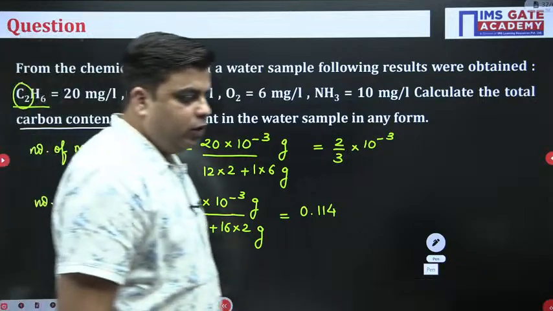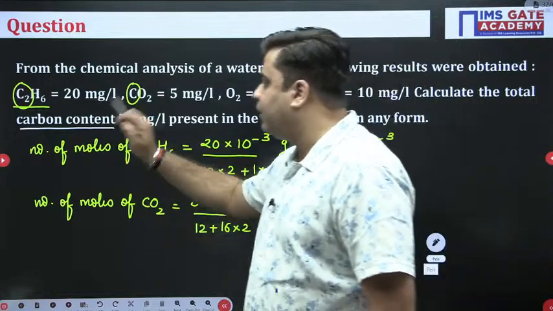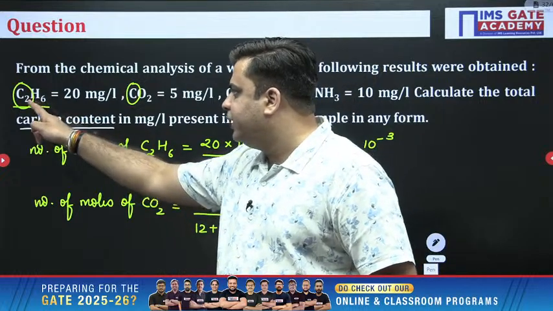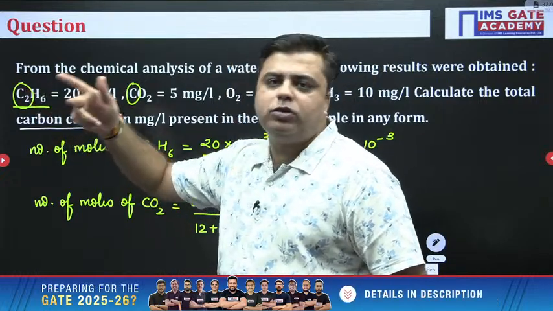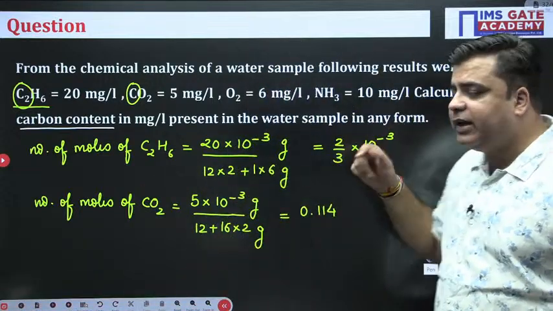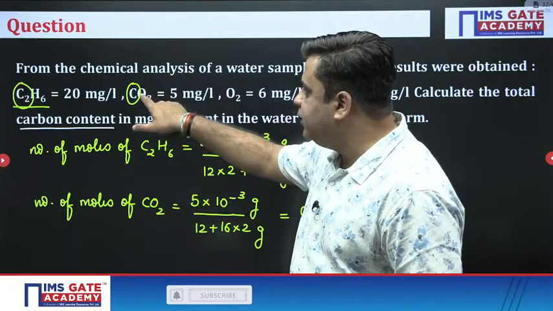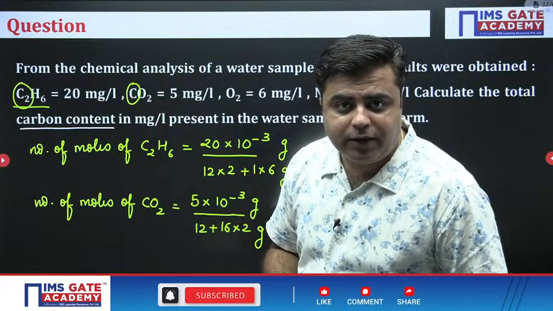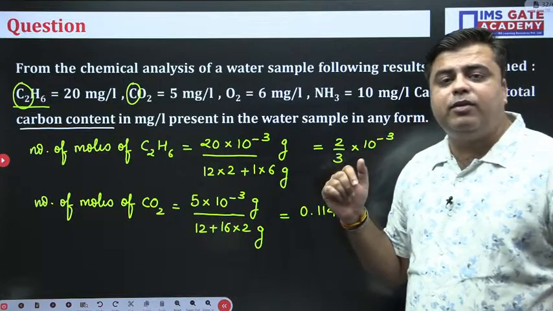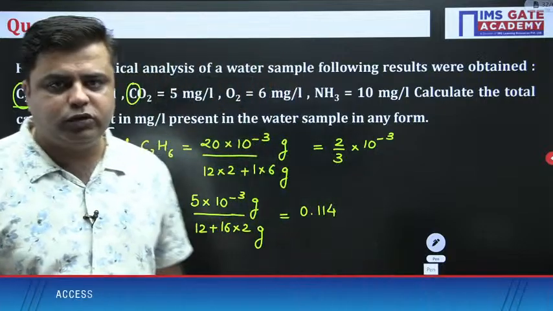Now sir, you have to find out the number of moles of carbon, because you need to find out the carbon content. Now how to do it? Simple. 1 mole of C2H6 contains 2 moles of carbon. So this many moles of C2H6 will contain how much carbon? Into 2. Similarly, 1 mole of CO2 will contain 1 mole of carbon. So if these many moles of CO2 are present, how many moles of carbon will be present here? The same number of moles. So you have to count the total number of moles of carbon present.